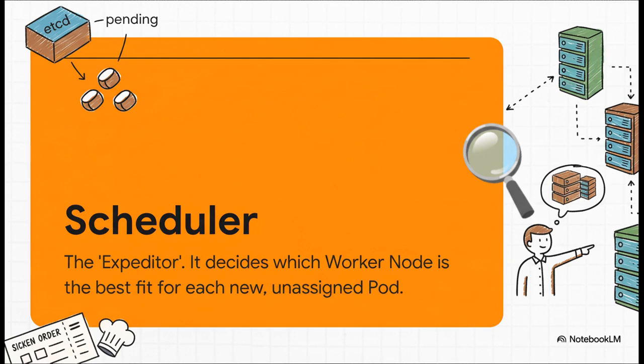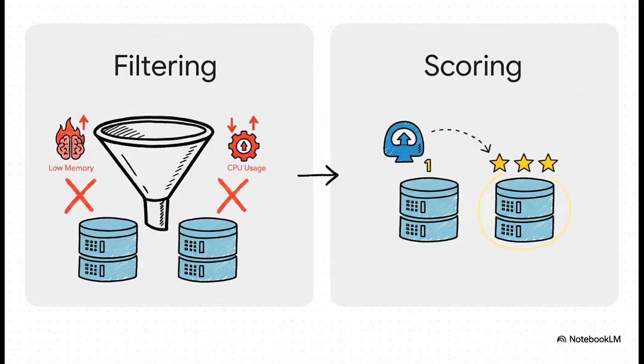This is where the scheduler comes in. The scheduler is like the kitchen's expediter, that person who looks at an order for a steak and decides which cooking station is best equipped to handle it right now. And the scheduler's decision is this really clever 2-phase process. First up is filtering. It looks at all the worker nodes and immediately gets rid of any that can't possibly run the pod. Maybe they don't have enough CPU or memory, for example.